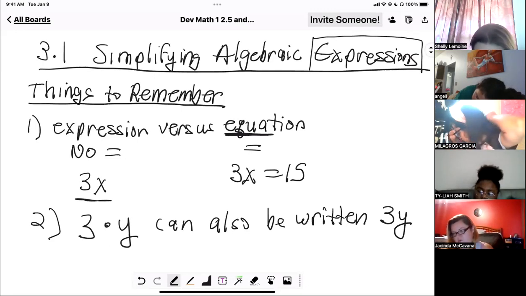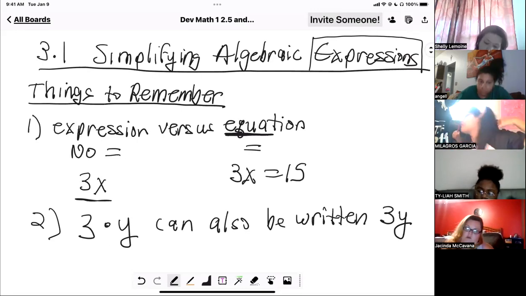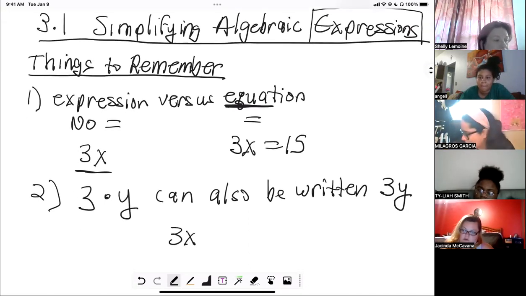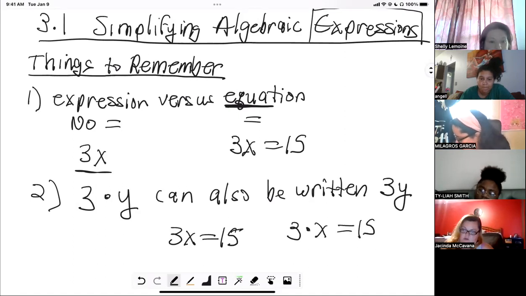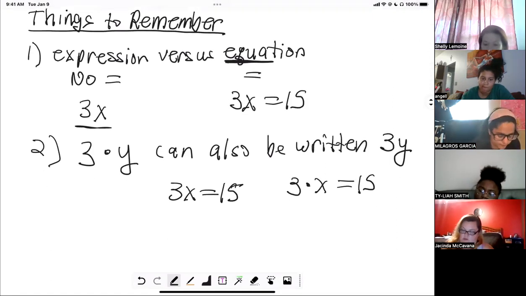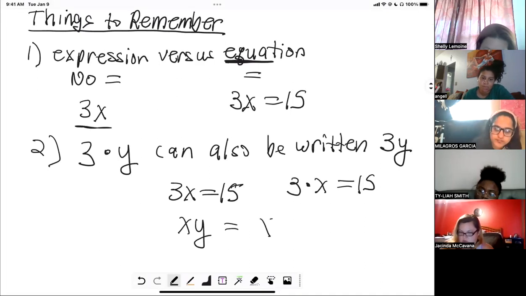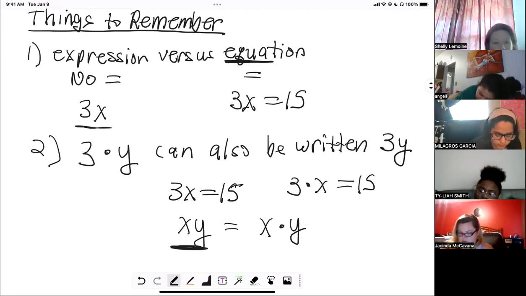There's an implied, when you see something like, actually I have it right up top, right? 3x equals 15. It's implied that you have 3 times x is equal to 15. It's implied they're multiplied. So if you ever see 2 variables together, like xy, it just means x times y. But this is how we write it in algebra. We don't really write x times y. We write it as 3x and xy, stuff like that. That just means multiplying.